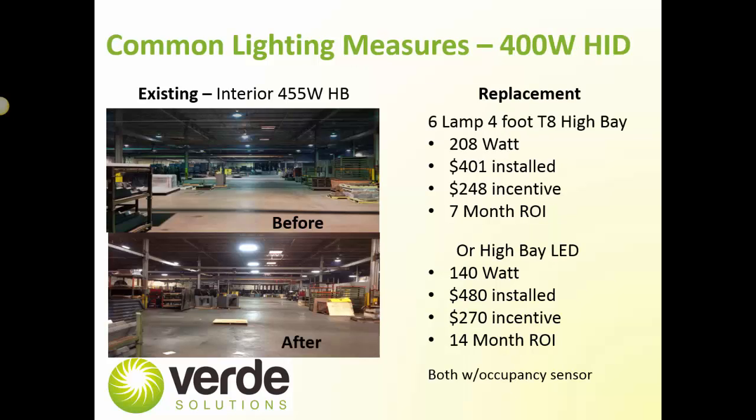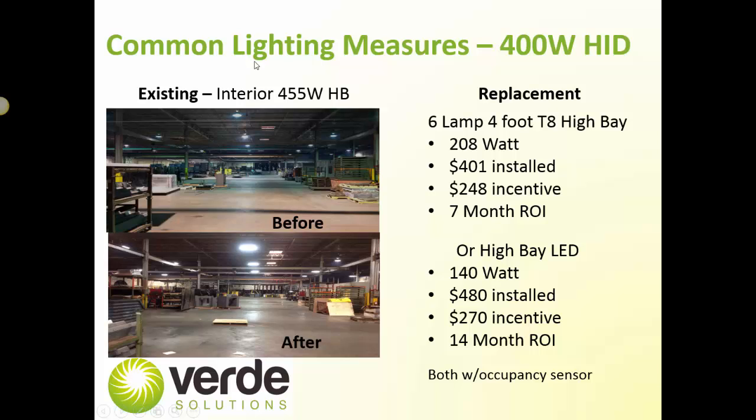Here is the 400 watt metal halide replacement. So here's the before. You can see the bell shape fixtures up at the top here. Notice some of the darker spots as you get in between these fixtures. What we did here was a 6-lamp 4-foot T8 high bay. So we use 6 4-foot T8 lamps. It makes a sort of a square instead of the bell shape. And you can see there's just no dark spots in between these fixtures. The spread is just incredible. So you're making it not only more efficient but also safer.